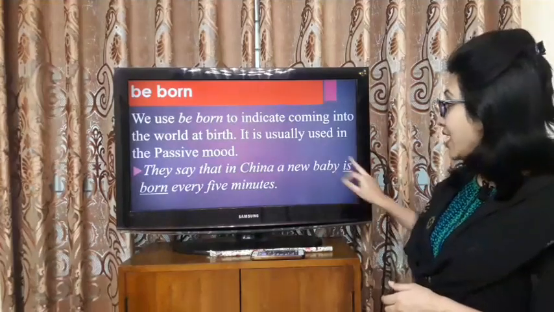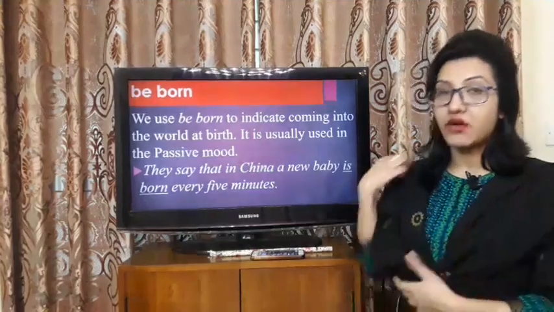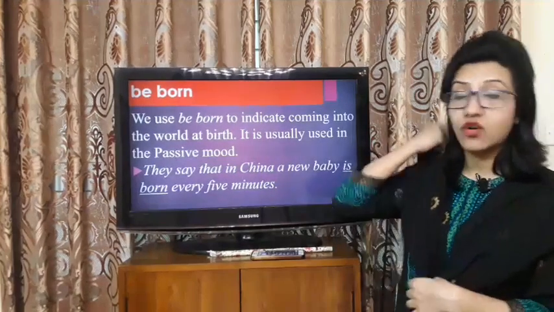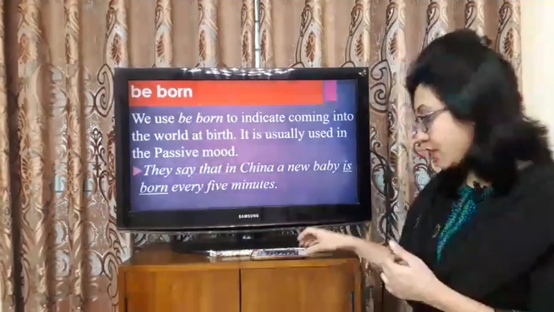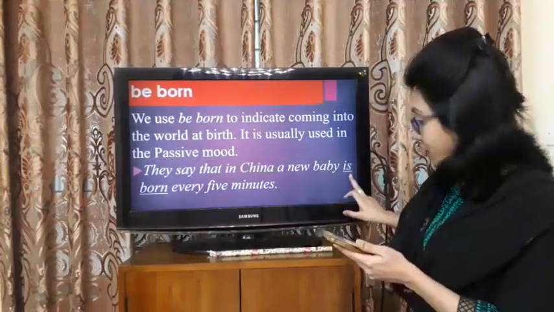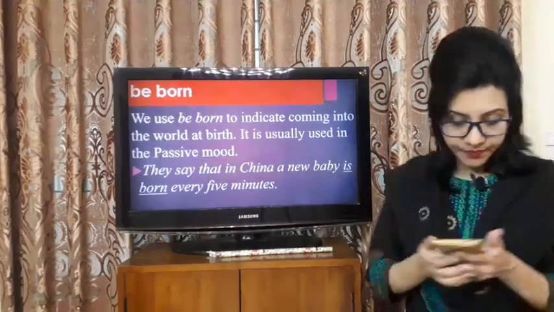Which verb will I use in the place of be? Will it be am, is, are, was, or were? This will completely depend on the sentence and on the tense. So depending on the sentence we are going to use whatever appropriate verb in here.